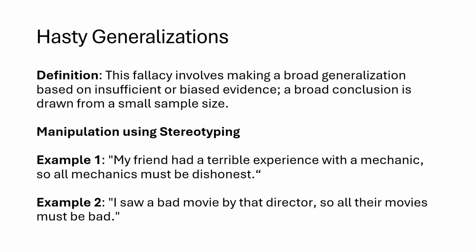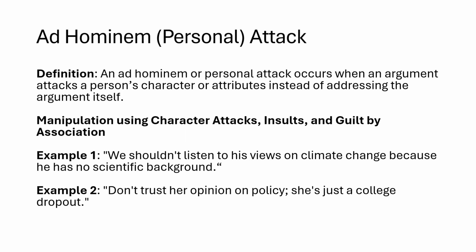Hasty generalizations. This fallacy involves making a broad generalization based on insufficient or biased evidence. A broad conclusion is drawn from a small sample size. This manipulation uses stereotyping. Example 1. My friend had a terrible experience with a mechanic, so all mechanics must be dishonest. Example 2. I saw a bad movie with that director, so all their movies must be bad.